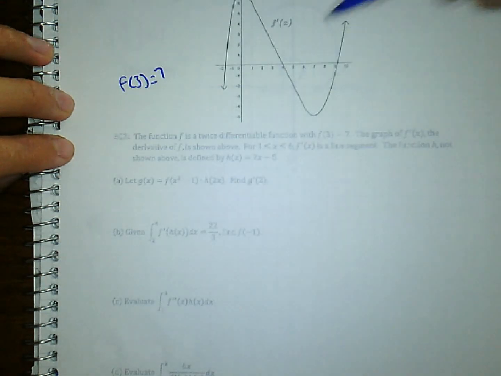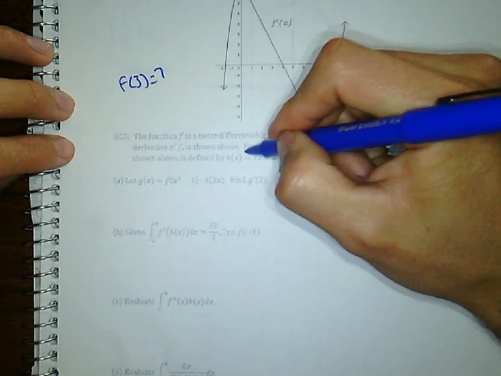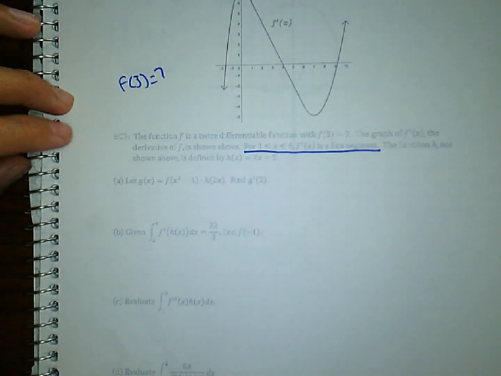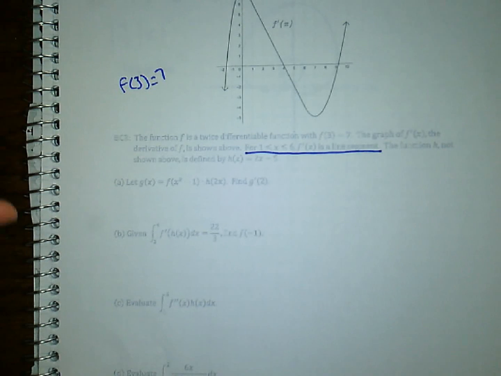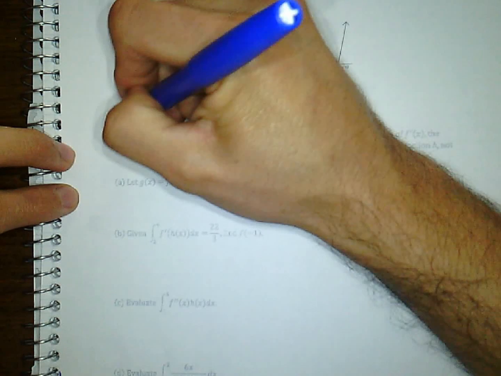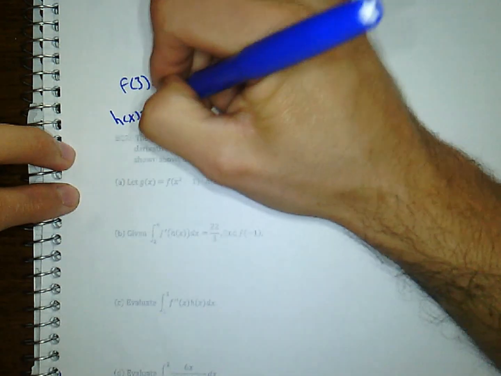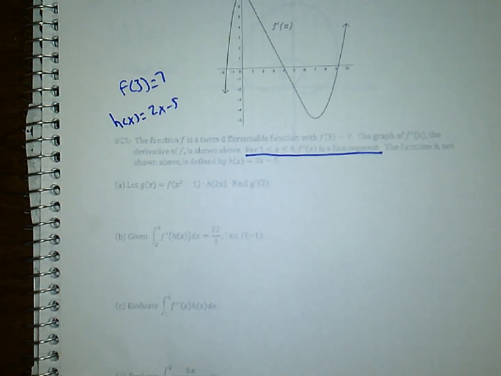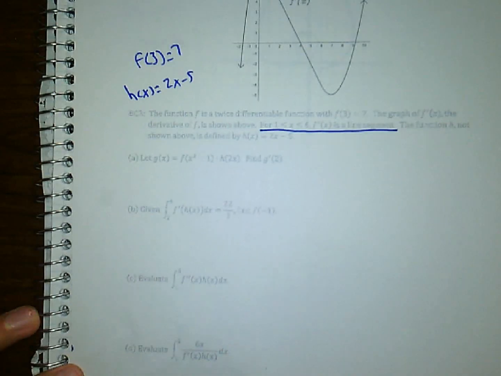And it says from 1 to 6, f prime of x is a linear segment. I'm not sure what that means right now, but I'm just going to keep that in my head to see what happens. And then you are told h, which is not shown, is defined by 2x minus 5. So now I know that h of x is 2x minus 5. Okay, so let's see what they want us to do. It looks like a pretty straightforward FRQ, to be honest.